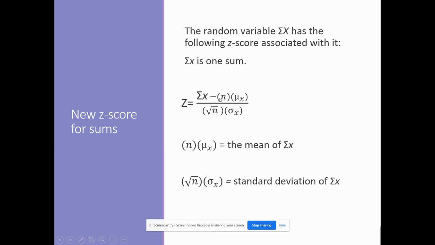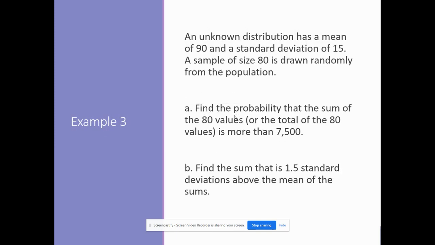Here is the z-score for that, so don't let that throw you. It's the summation of X minus n times the mean, divided by the square root of the sample size times the standard deviation. All right, so let's do an example on the next one.